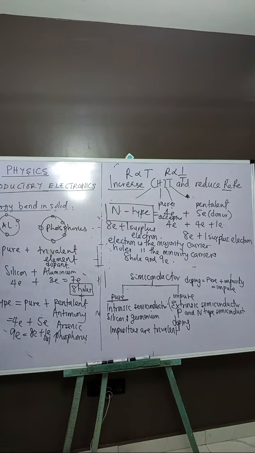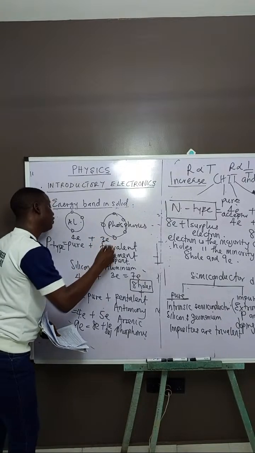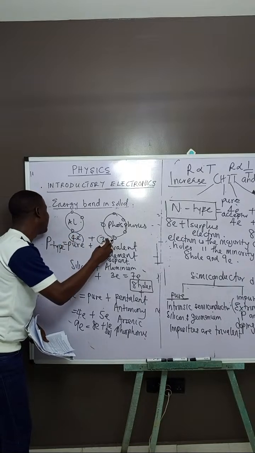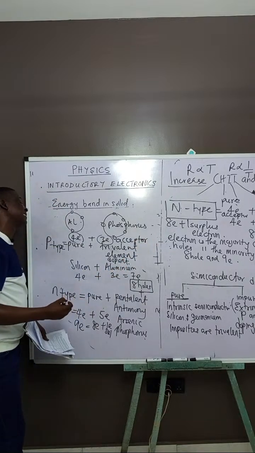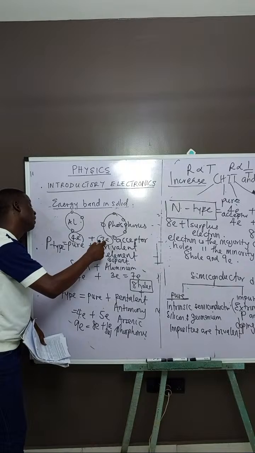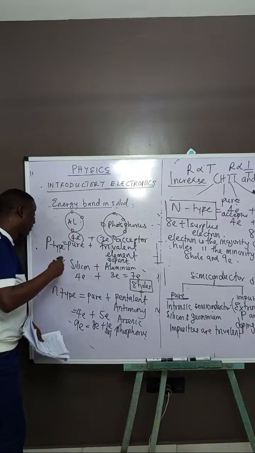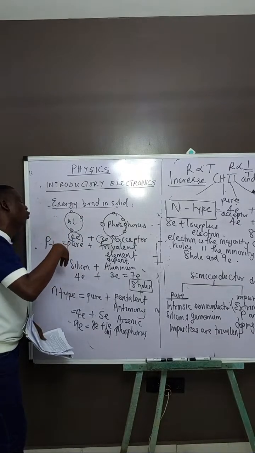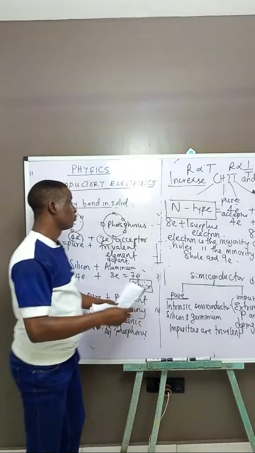Why is this P-type? P-type is because this one is 4E plus 3E. So this one is the donor, while this one is the acceptor, because this one has more electrons than this one. Which one is accepting electron now? This one. Which one is donating? This one. So one is donating in the crystal, one is accepting in the crystal. This does not change the fact that this crystal is dominated by the host semiconductor. So take note of that.